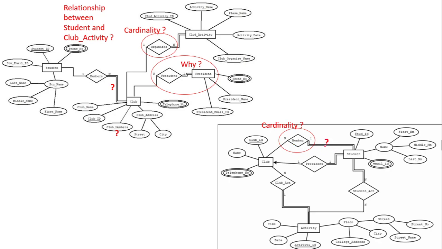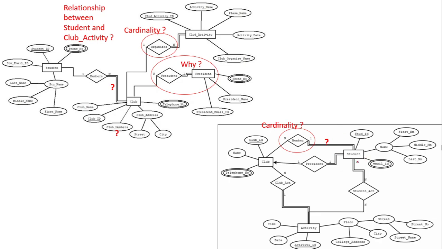Also, this participation of student need not be total participation. It may happen that a few of the students are not at all participating in any of the clubs. These are not at all members of any of the clubs. It may happen. So this should not be total participation, because it has not been mentioned in the problem statement that every student must be a member of at least one club. It has not been mentioned, right? So it may not be total participation.